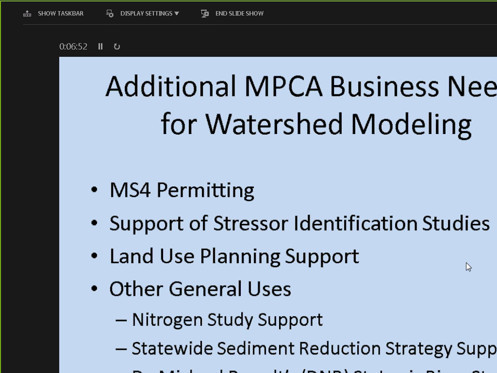We've used it in the Minnesota River Basin to come up with MS4, those municipal allocations for the Security TMDL. We've used it to support some of our Stressor ID work, land use planning support, and then some other general uses that just sort of pop up, things like the nitrogen study, the statewide reduction strategy. Also, Mike Burns at the DNR is using an HSPF model in the St. Louis River to help constrain the movement of magnesium and sulfate in the watershed.